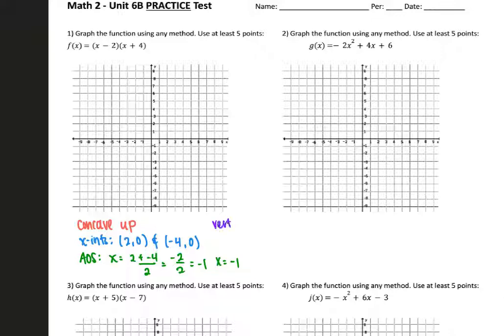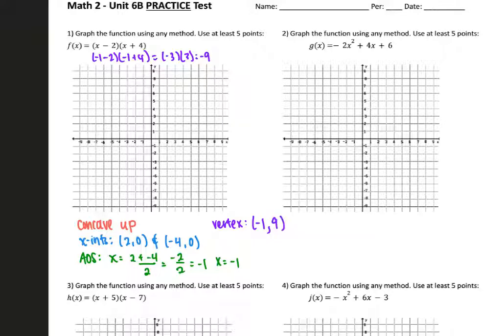And since I have that, I also have half of my vertex. So my vertex is going to be (-1, ?), and to figure out what the y value is, we're going to plug in negative 1 for x. So (-1 - 2)(-1 + 4). Well, negative 1 minus 2 is negative 3, and negative 1 plus 4 is 3, so that gives me negative 9. So my vertex is going to be (-1, -9).